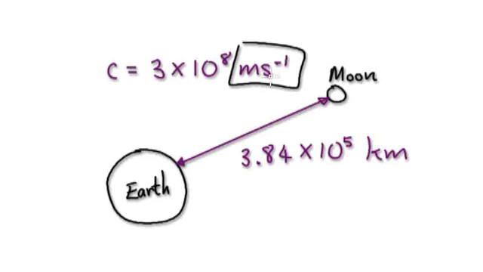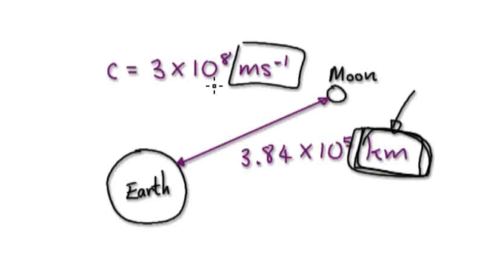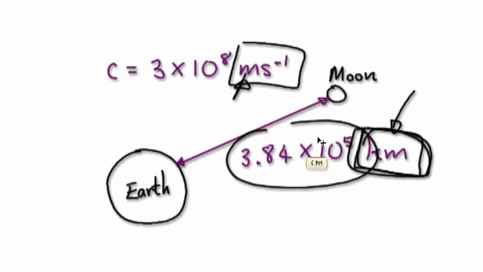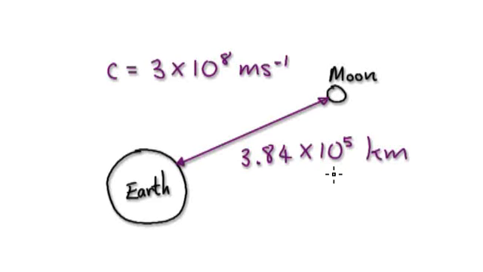Because the speed of light is in meters per second, you've got to turn this into meters in order for it to make sense. Because you can't work in kilometers and meters at the same time. So you've got to convert this number into meters. But the good thing about standard form is that you can do that easily.